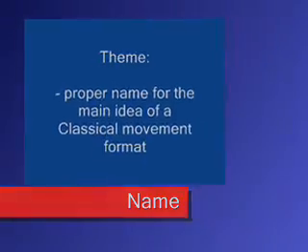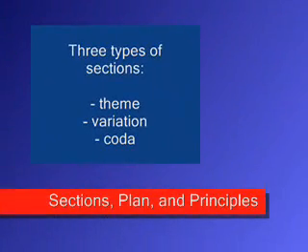fugue, and so on. You already know that sonata allegro format has 4 types of sections: an exposition, a development, a recapitulation, and a coda. And there are 3 types of sections in a theme and variations movement. Sections called the theme, various variations, and a coda at its end.